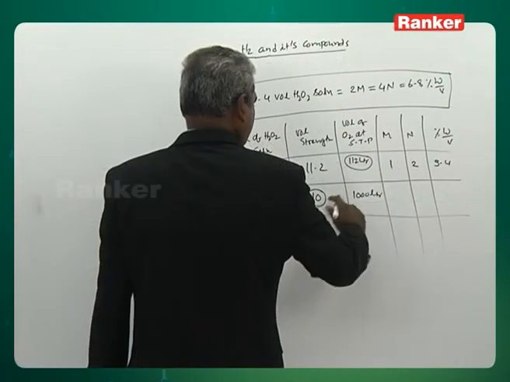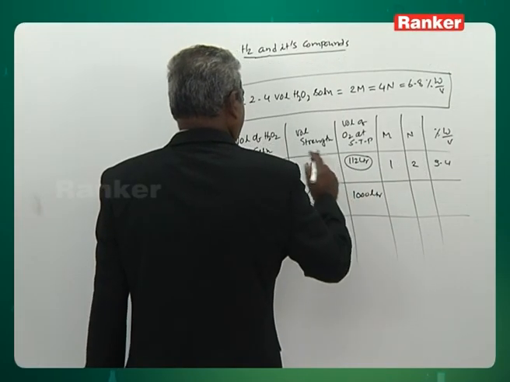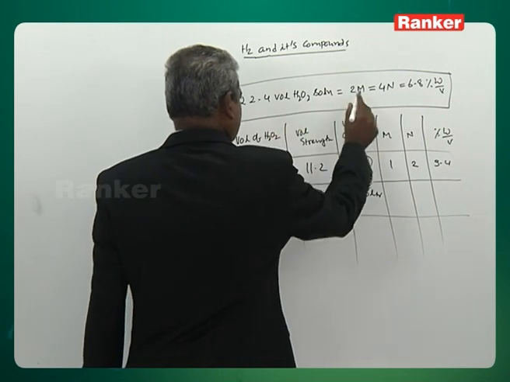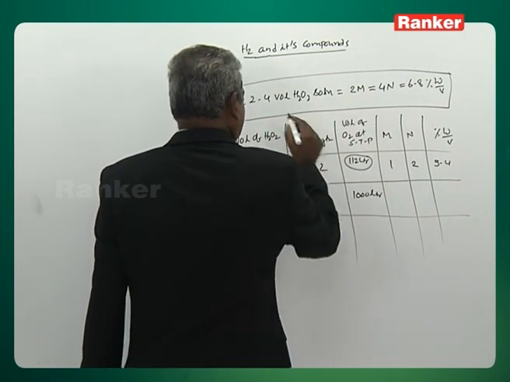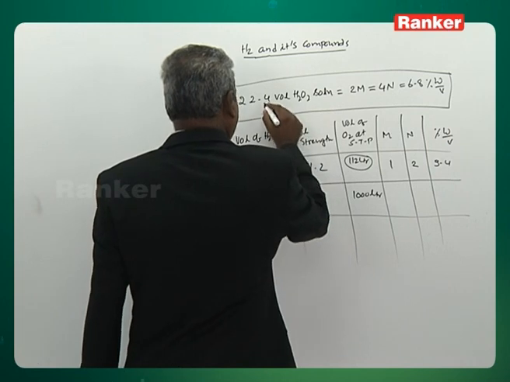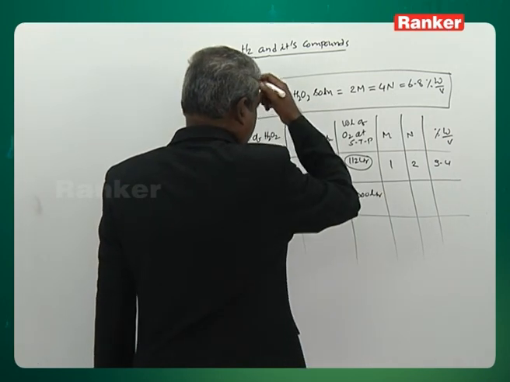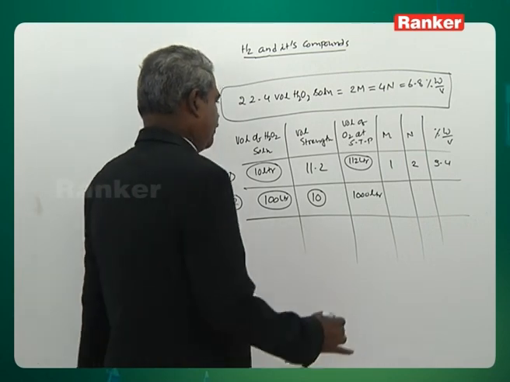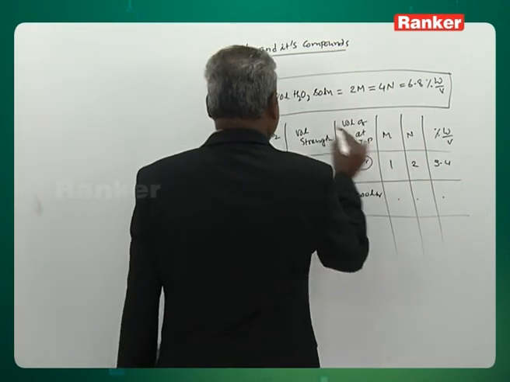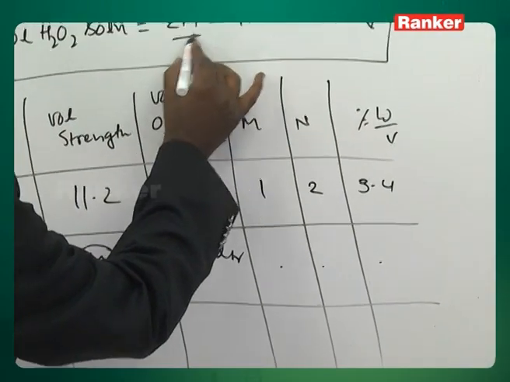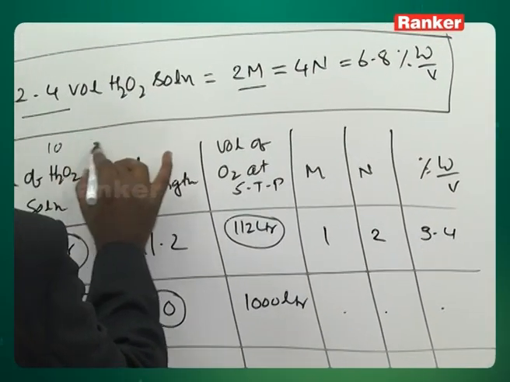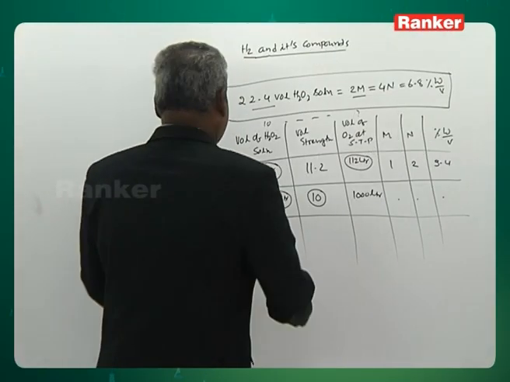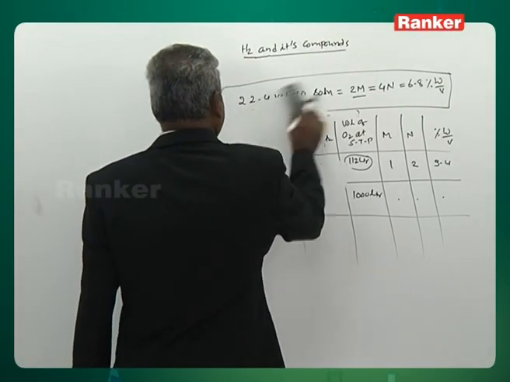10 means how much? You write it proportionally. It will be okay. 22.4 volume is 2 molar. 10 means 10 by 22.4, roughly however much that will be, you just calculate. Okay, you find out the relation. Just using 22.4 is equal to 2, 10 is equal to how much? Now, like that, the volume strength of H2O2.